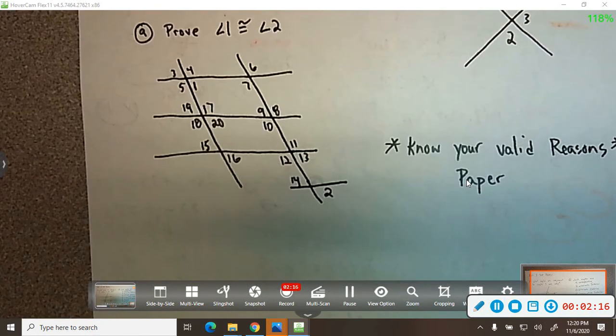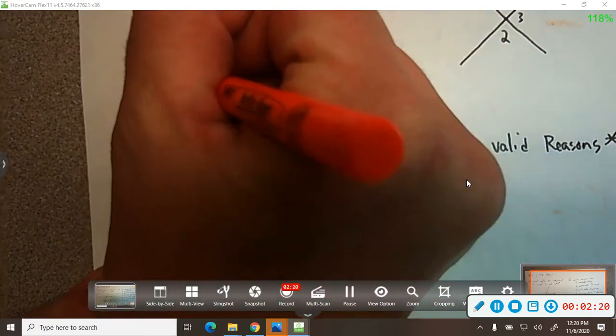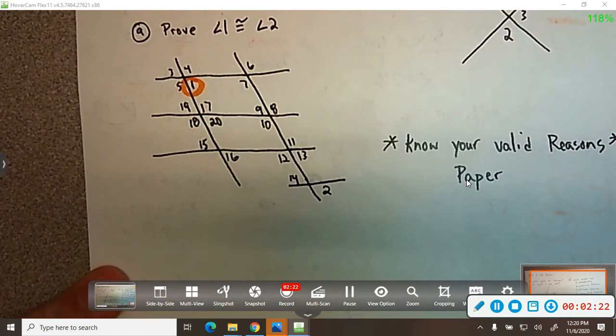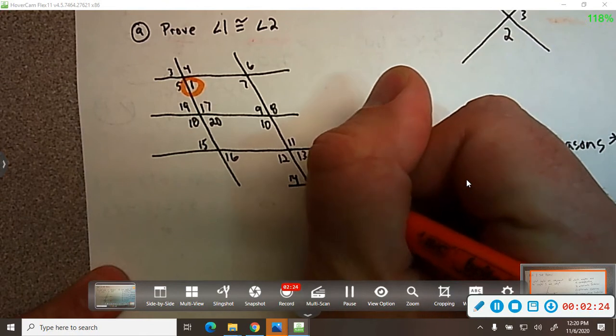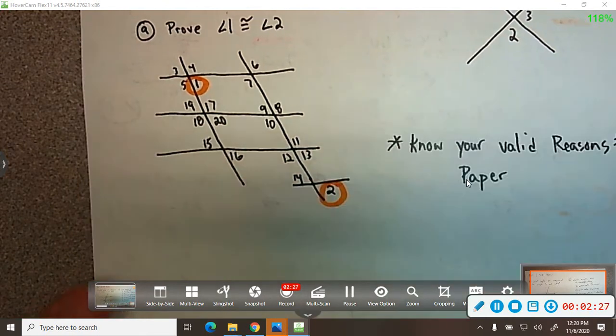Okay, problem number 9. They want me to prove that angle 1 is congruent to angle 2. Now, this is called angle hopping, so it's up to you how you want to hop. You cannot just jump from 1 to 2. It's too far away. And one thing that they have to tell you, or you cannot angle hop, they have to tell you that things are parallel.